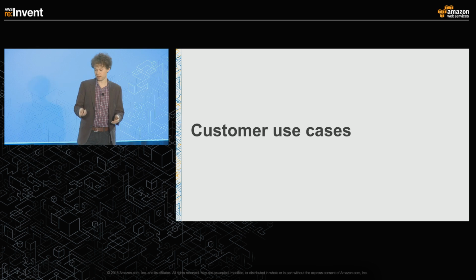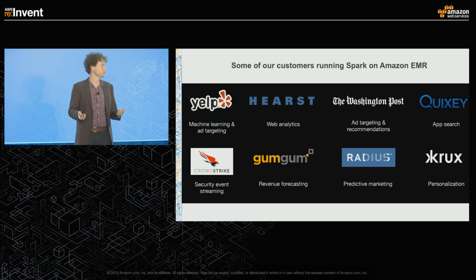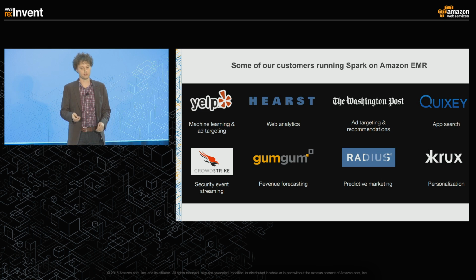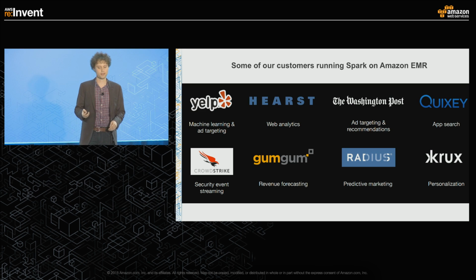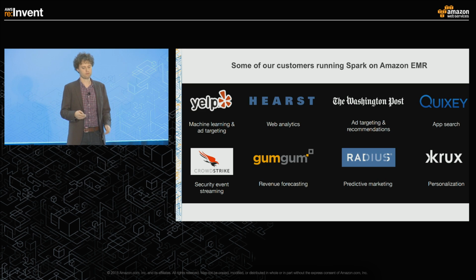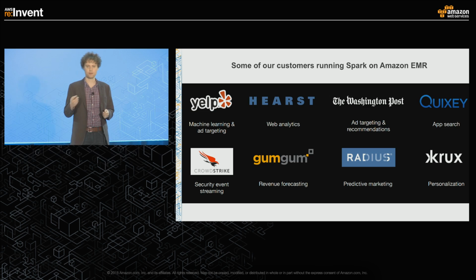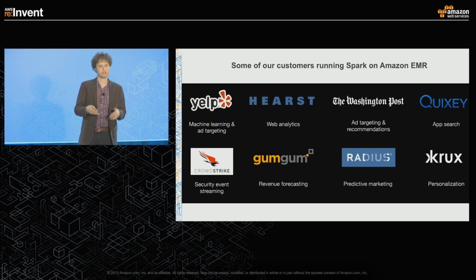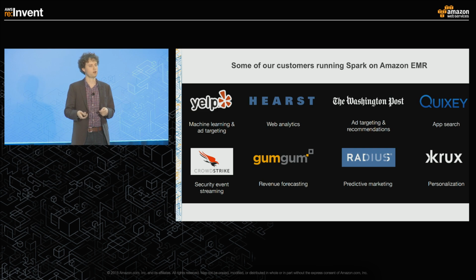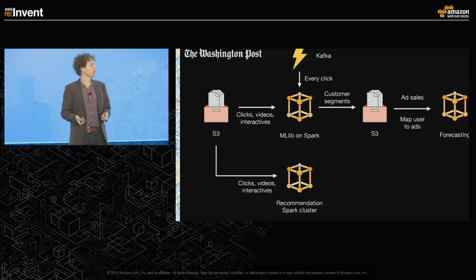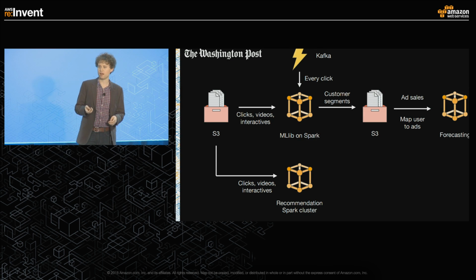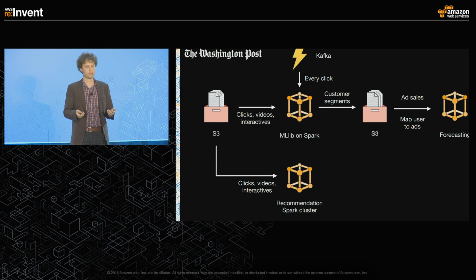So we have many customers who are running Spark on Amazon EMR. Here's a few examples of some folks who are running it. And really the use cases are a very large range. People running ad targeting or recommendation engines, to security event streaming workloads where they're looking at and predicting interesting things coming out of logs from a security system. These are a few slides that we showed at Spark Summit when we launched Spark in June.